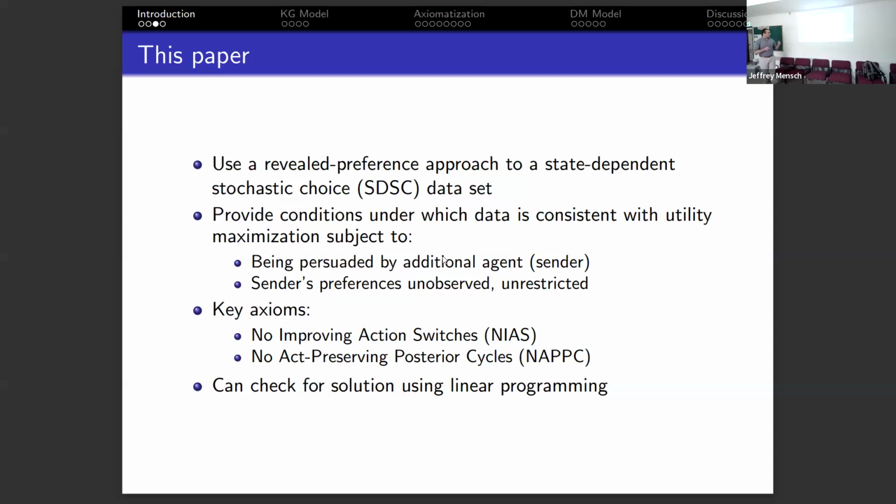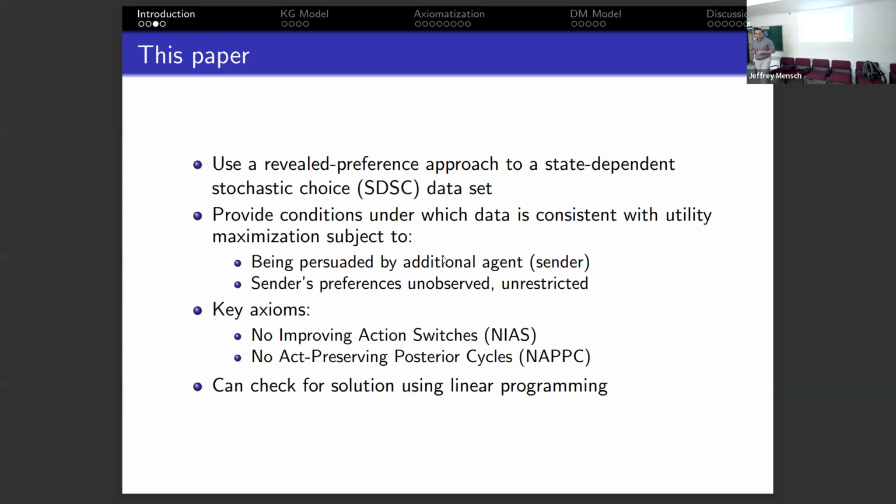And the second is a new axiom, which I'm calling no act preserving posterior cycles. I'm going to explain what this means later on. I'm also not committed to this name. I'm not sure this is the right name for this, but I'll explain what it is exactly. And as I mentioned before, these are all things that you can check using linear programming algorithms, so it's fairly easy computationally to check these conditions.